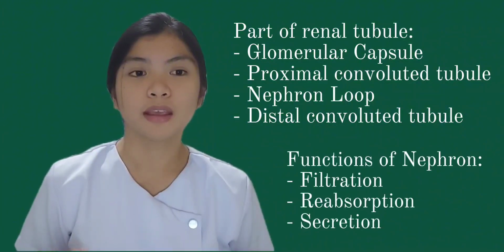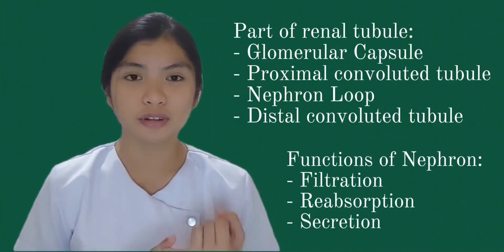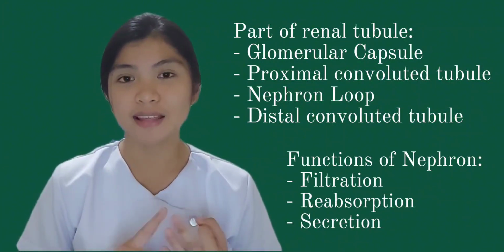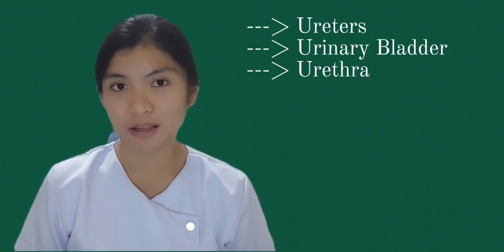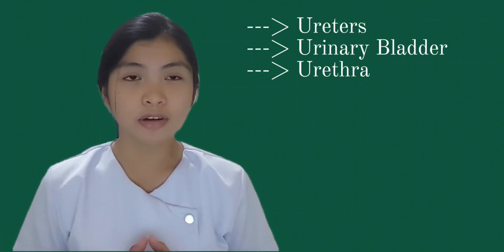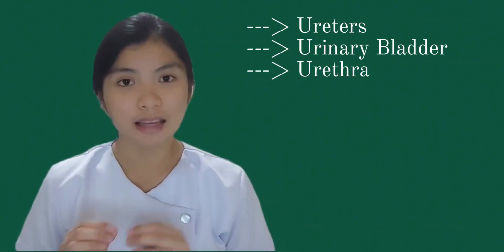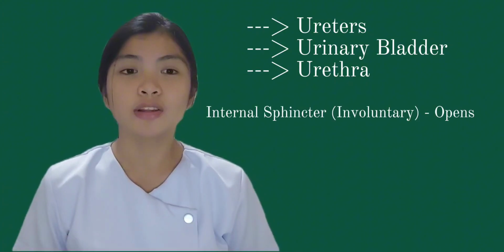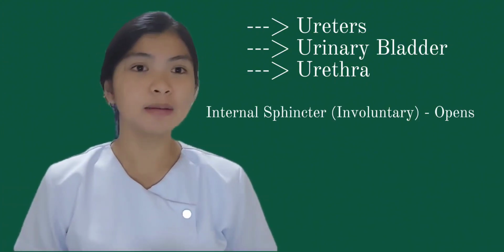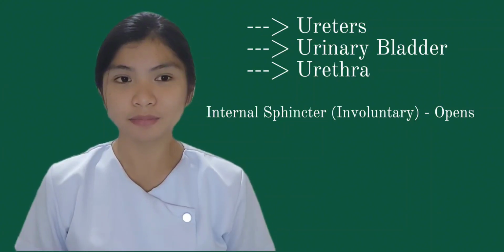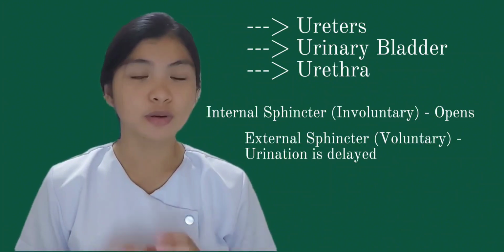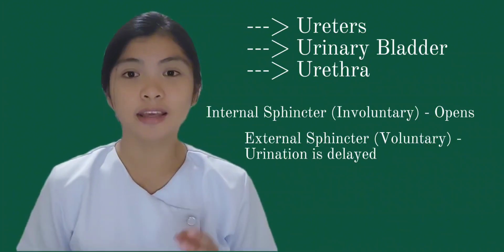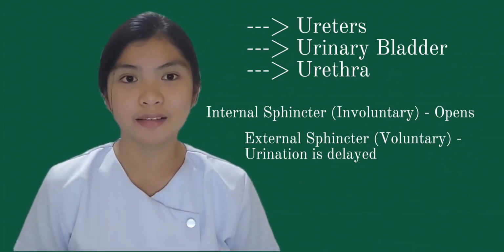renal tubule. So nephron functions include filtration, reabsorption, and secretion. The urine is secreted through the ureters to the urinary bladder and goes to the urethra. The micturition or urination reflex causes the involuntary internal sphincter to open when stretch receptors in the bladder wall are stimulated. The external sphincter is voluntarily controlled, so micturition or urination can be temporarily delayed.